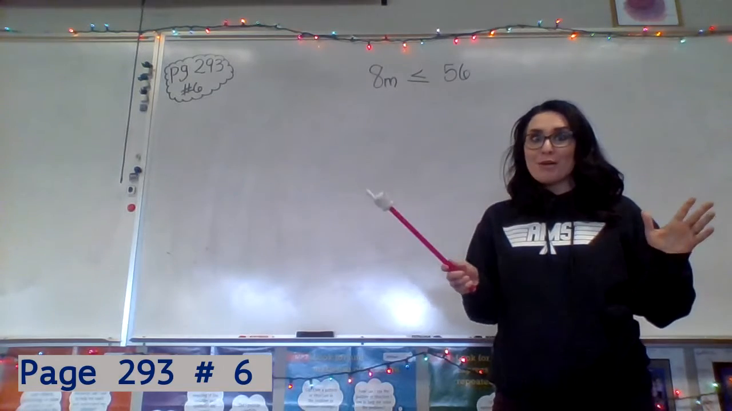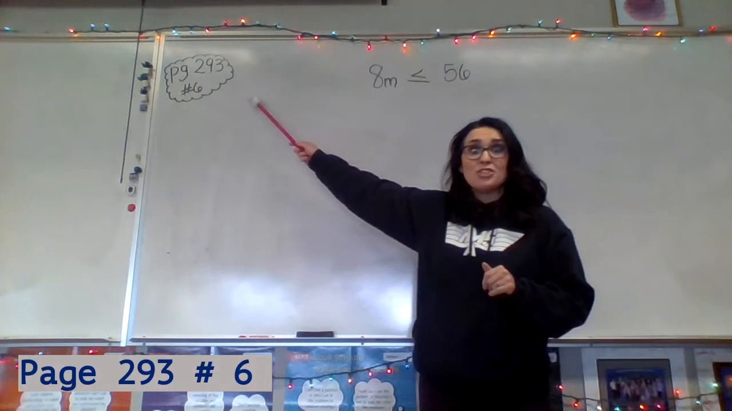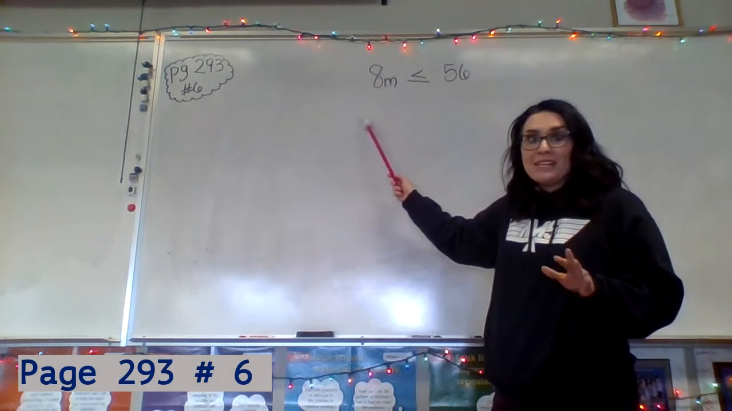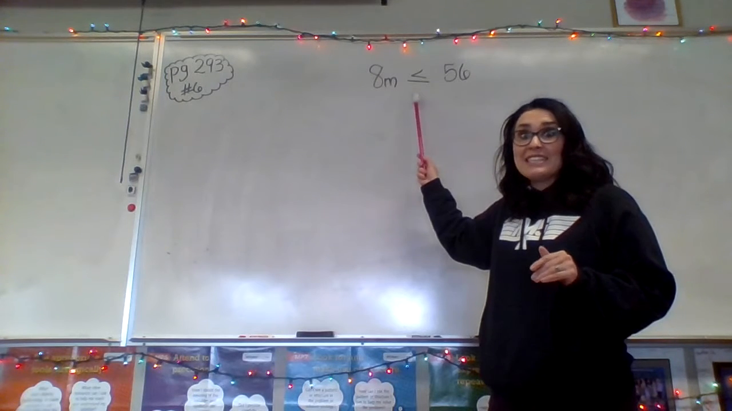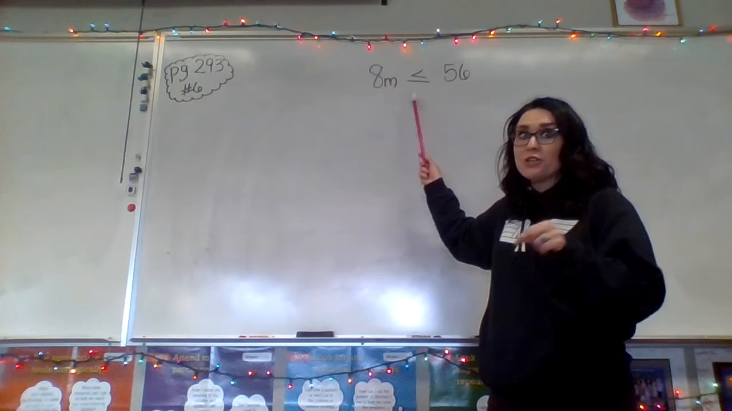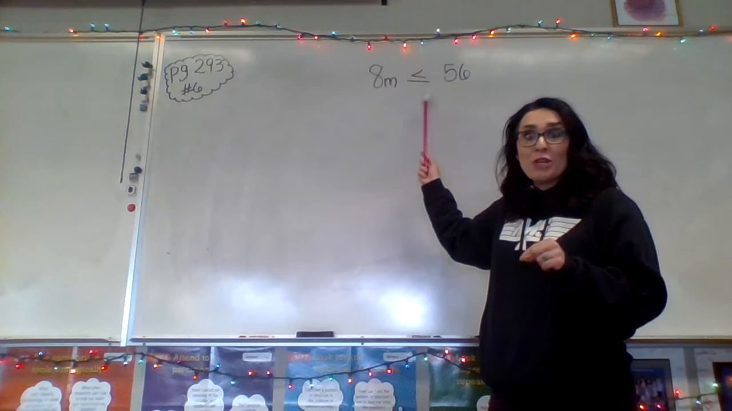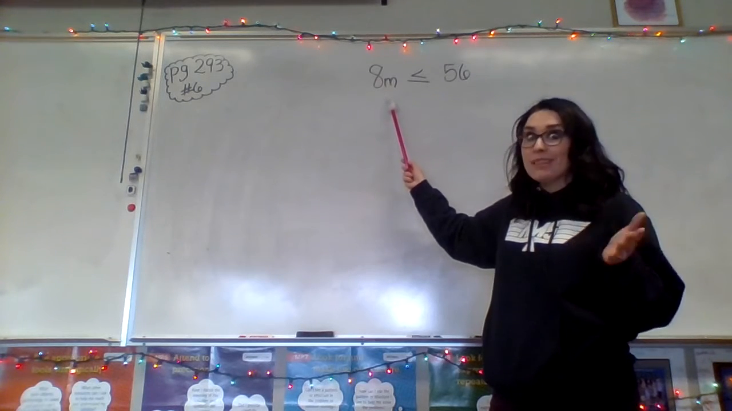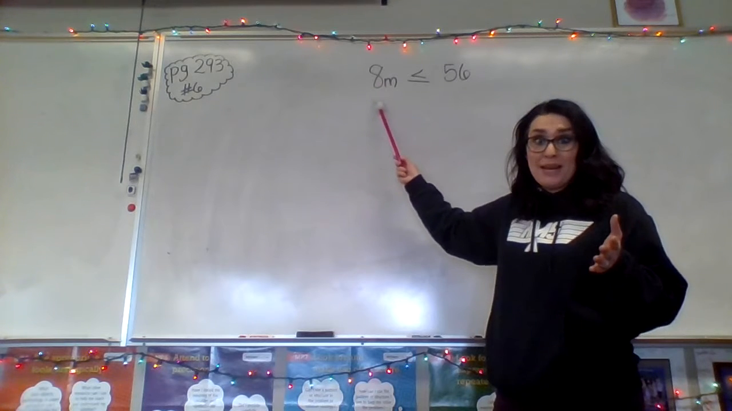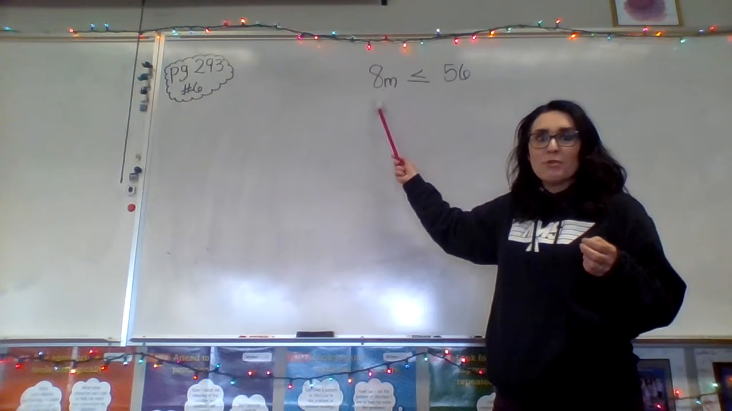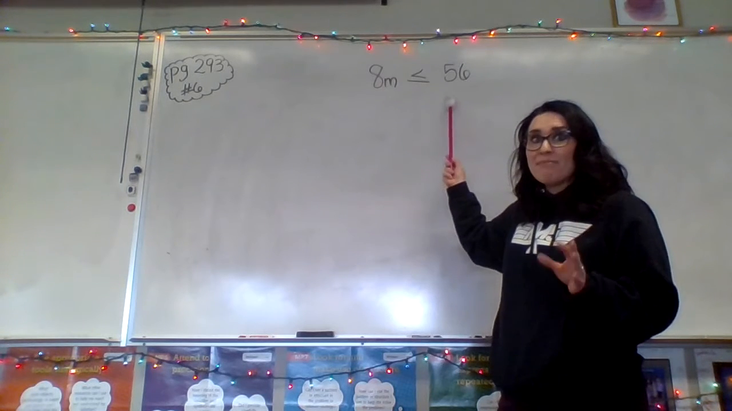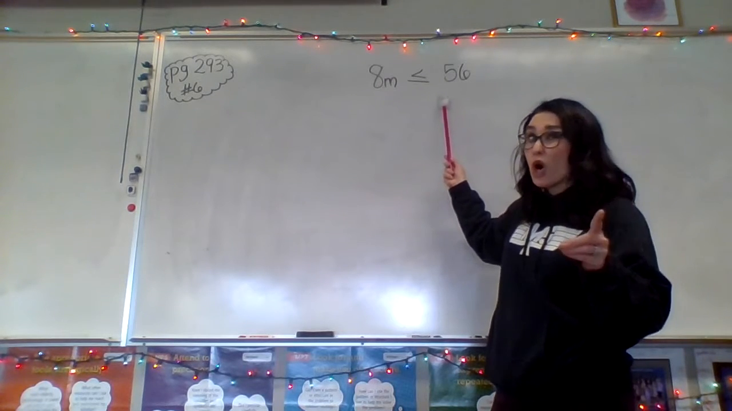All right, my friends, so the first problem that we're going to be looking at together is on page 293, and it's number 6. Our inequality is 8m is less than or equal to 56. Now remember, when you have a coefficient, like the number 8, right next to a variable, like the letter m, that's representing multiplication, right? So we're multiplying 8 times our mystery number, m, and that's how we get something that is less than or equal to 56, right?